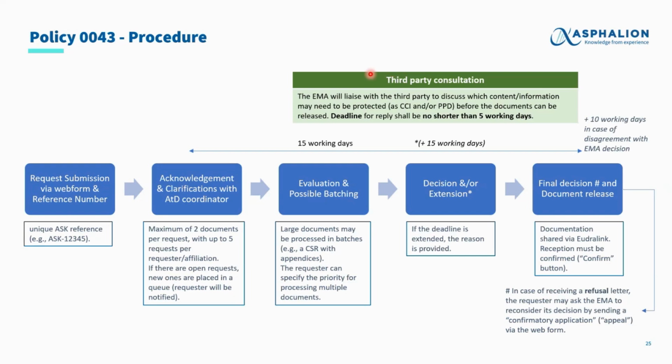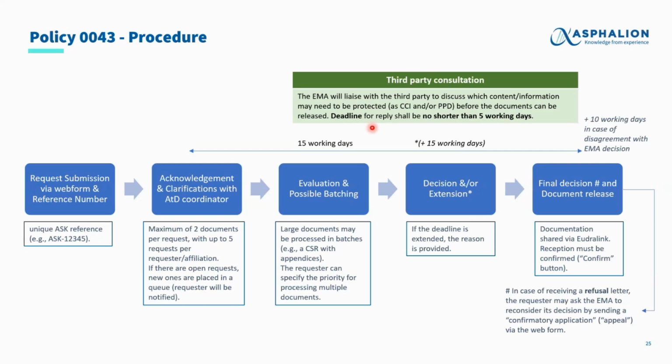And in case the documents that are being requested are from a third party, so for example, documents for a dossier of a specific medicinal product, the EMA will contact and liaise directly with this third party for discussion about the content and information that might need to be protected. So for identification of CCI or PPD in those documents that have been requested. And this is done before any document can be released, because the EMA is not the owner of this information, and they will always try to reach the owner and the applicant.